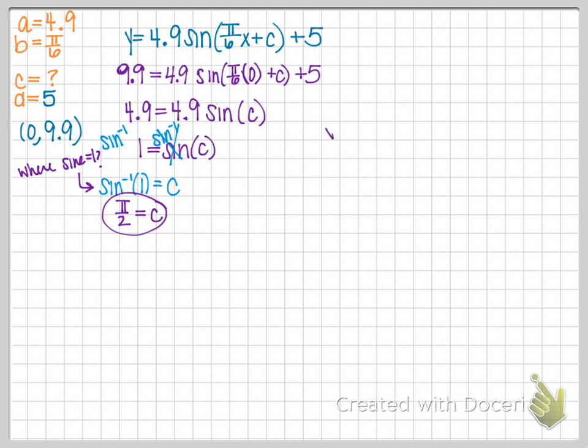So then I'll rewrite my equation. y equals 4.9 sine of pi over 6 x plus pi over 2, plus 5. So you have a lot of different options for however you want to write these equations. I'm really happy with whatever you want to go with.